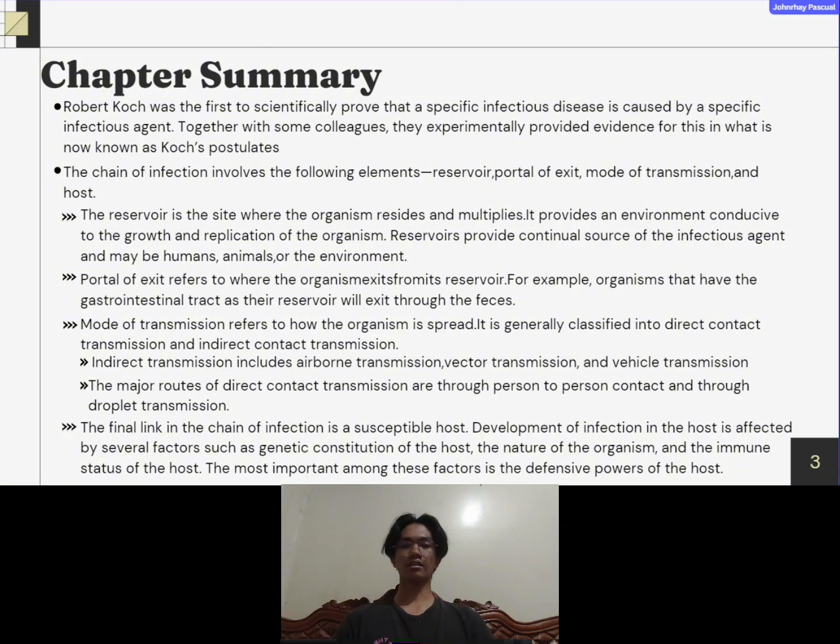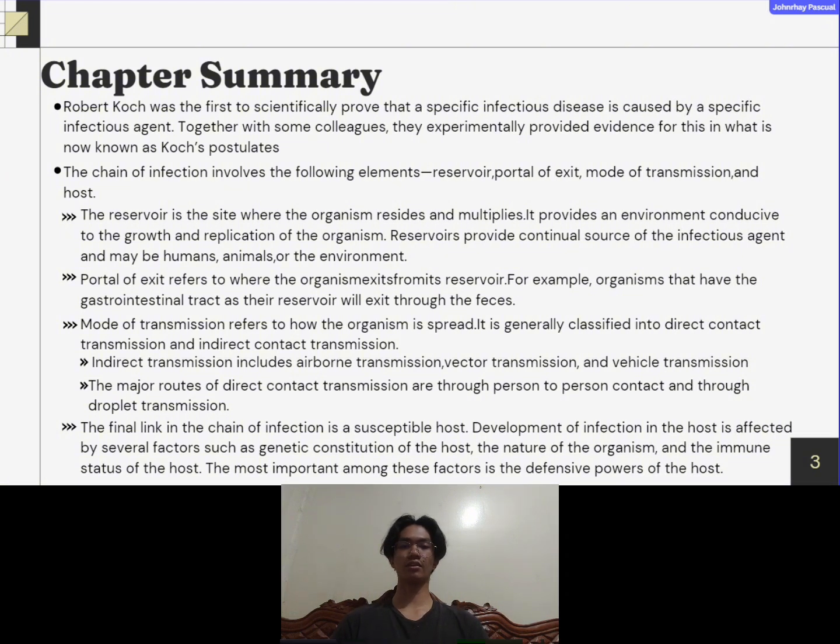The second element is the portal of exit. A portal of exit refers to where the organism exits from its reservoir. For example, yung mga organs ng mga tao at hayop, dun sila nag-exit, kagaya ng mouth, nose, eyes, mga sugat, mga open na wounds, or genitals. Dun sila nag-exit.